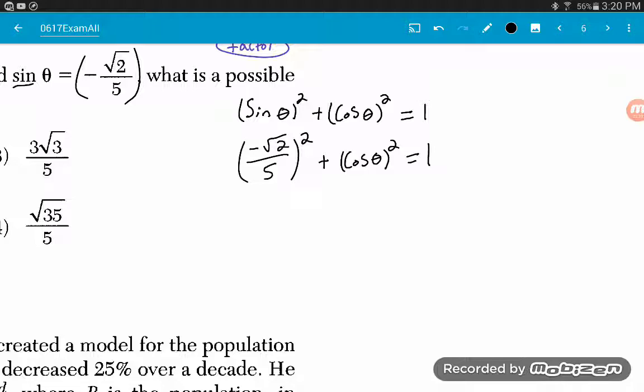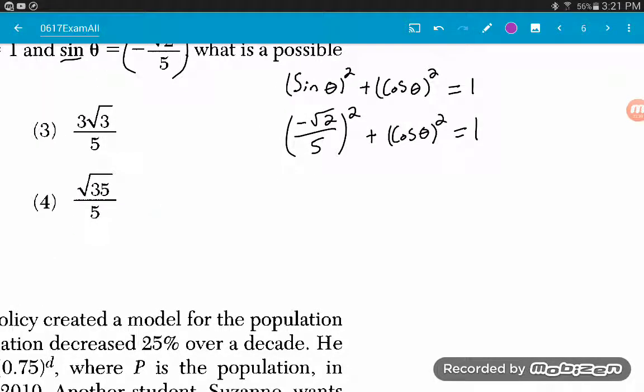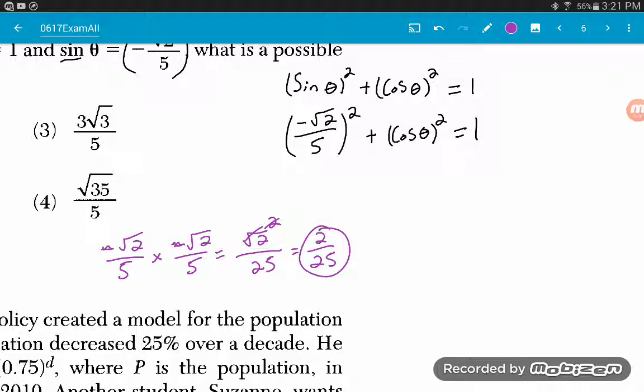On the left-hand side, you can do this with a calculator, but it's going to give you a decimal. I'm going to do it by hand. When you square something, it means multiply it by itself. So I'm going to go off to the side here, but bottom left, negative radical 2 over 5 times negative radical 2 over 5. So negative times negative is positive. Radical 2 times radical 2 is going to give me radical 2 squared. Those cancel. 5 times 5 is 25. So this is equal to 2 over 25.